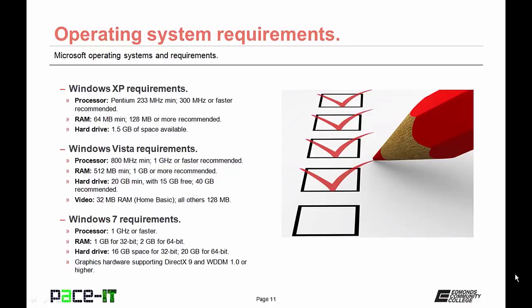Microsoft again upped the ante on video with Windows 7. Now you didn't have a RAM requirement, but you had a capabilities requirement. The video card or video hardware had to be able to support DirectX 9 and WDDM 1.0 or higher.